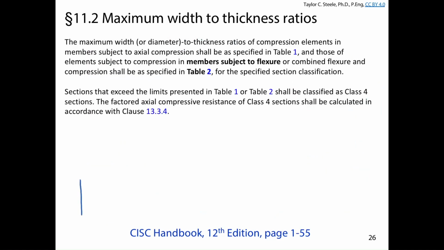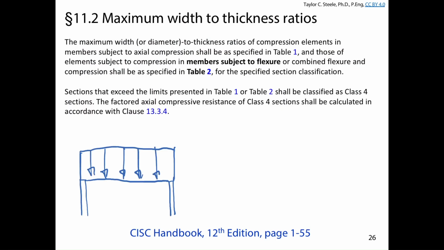When we looked at columns or compression members, basically the general assumption more or less was that there was a uniform stress in compression. And if we look at that, this is the flange here, and so if I was to draw it in 3D, it would look something like this. So there's the flange, there's the web, and there's the other flange. So the flange, when it's under compression, that's uniform across the section.